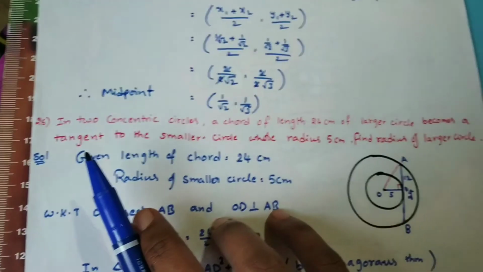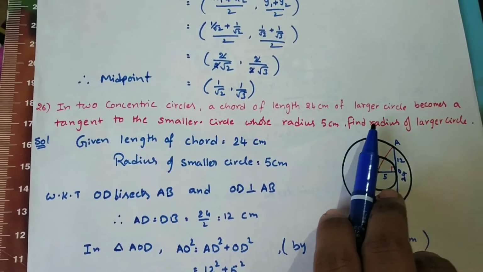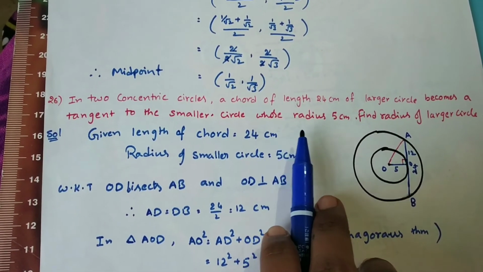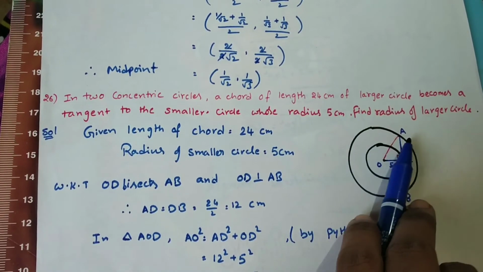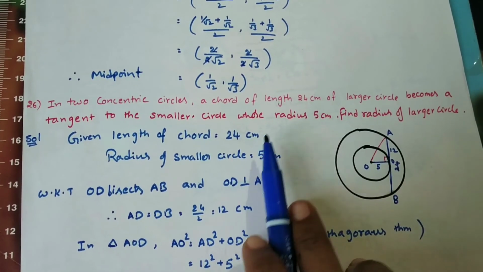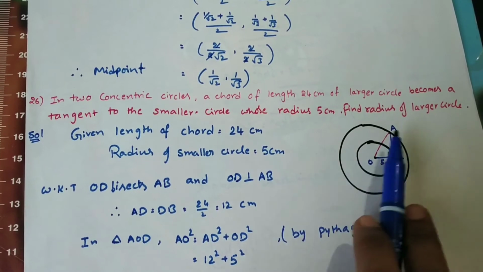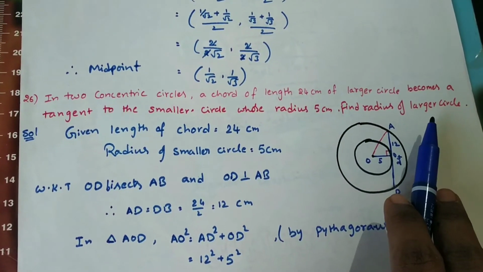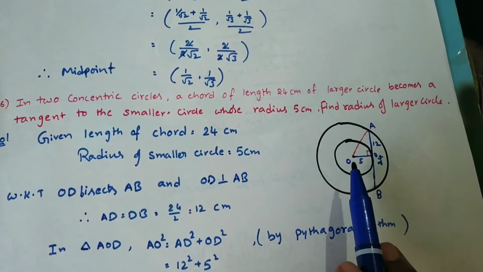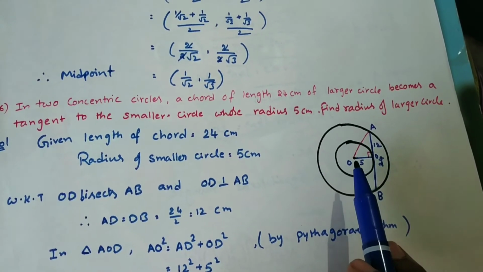26th question. In two concentric circles, a chord of length 24 centimeters of the large circle becomes a tangent to the smaller circle, and the radius is 5 centimeters. Then find the larger circle radius. Given that the length of the chord is 24 centimeters and the smaller circle radius is 5 centimeters, we have to find the large circle radius. For concentric circles, draw the rough diagram like this: the smaller circle radius is 5 centimeters and the chord is equal to 24 centimeters. This is the radius.